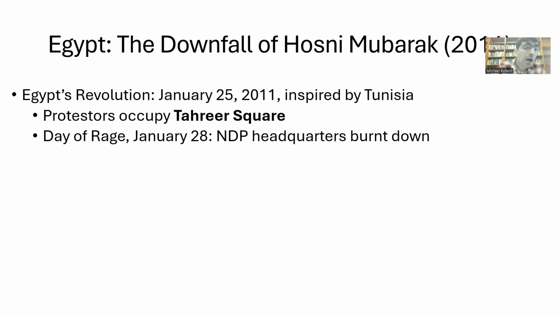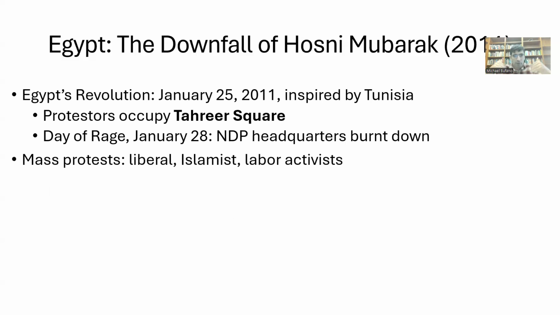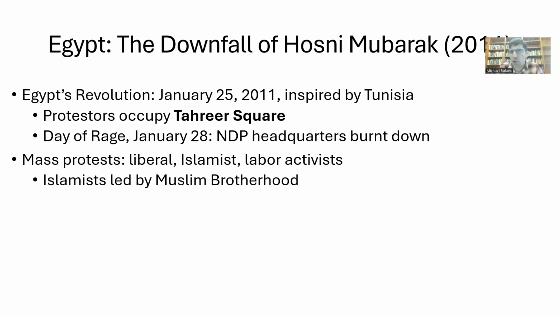The protests were initially started by liberal activists and social democratic activists like the 6th of April movement, but they were eventually joined by the Muslim Brotherhood 3 days later. And on January 28th, there was this day of rage where some buildings were burnt down. There was a lot of violence with the police, and the National Democratic Party headquarters themselves were burnt down in the process. So eventually, the protest grew in size. And a few days later, there was a mass labor strike amongst the different public sector workers. So across the whole country, we see protests spread.